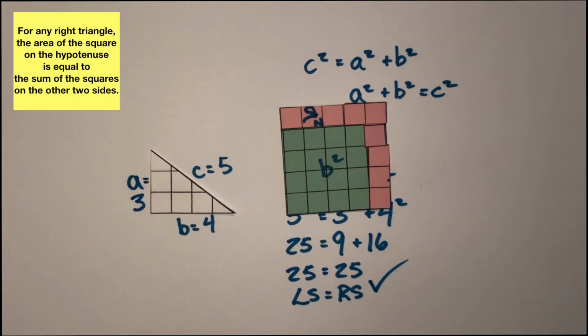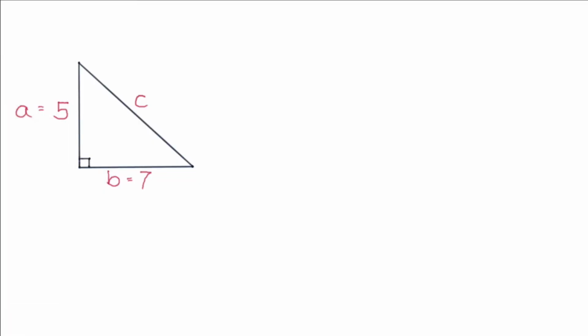Now, let's put it to use. Because we know the Pythagorean theorem to be true, we can use it to find an unknown length in a right triangle. In this example, we have a right triangle with leg A equal to 5 units, leg B equal to 7 units, and an unknown hypotenuse labeled C. To begin to solve for C, we will write out our formula. So our formula is c squared equals a squared plus b squared.